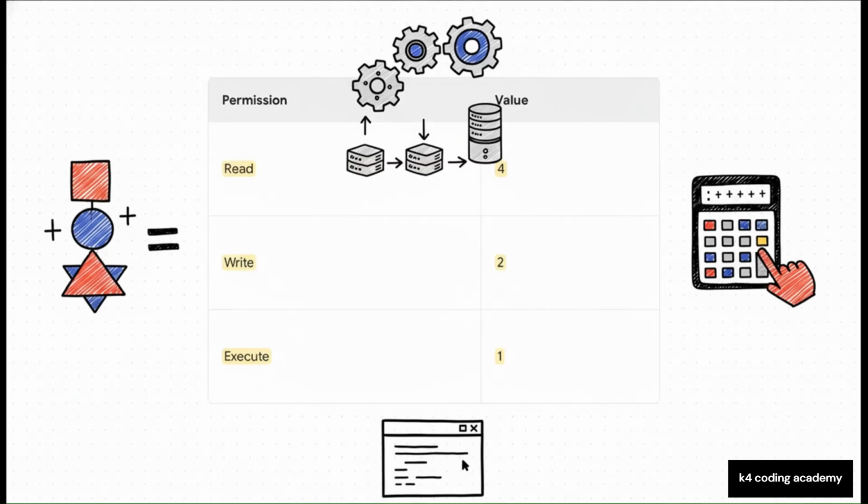Now, permissions. This looks intimidating, but I promise it's just simple addition. Everything is based on these 3 numbers. Read is 4, write is 2, and execute is 1. You just add them up. So if you want to give someone full access, read, write, and execute, you just do 4 plus 2 plus 1, which equals 7. That's it.